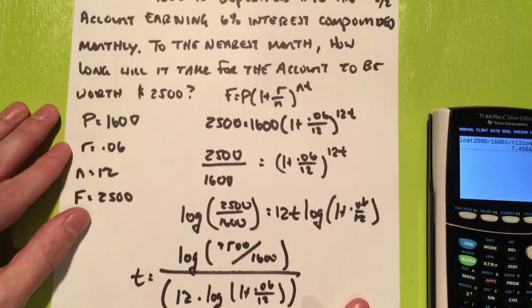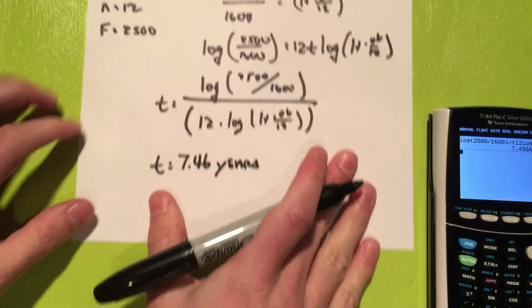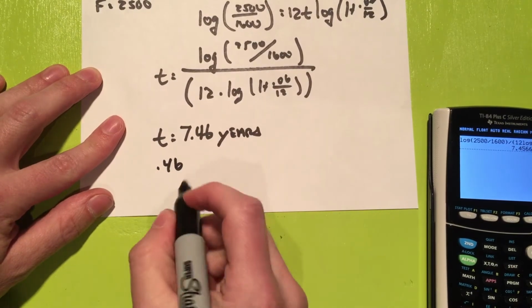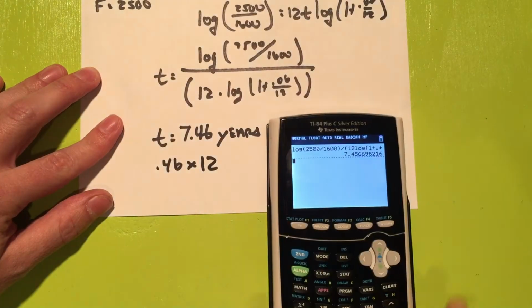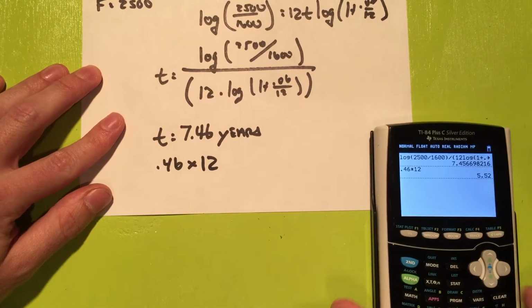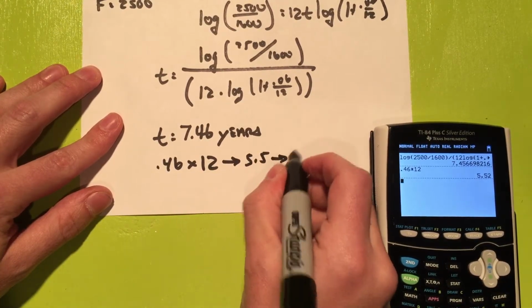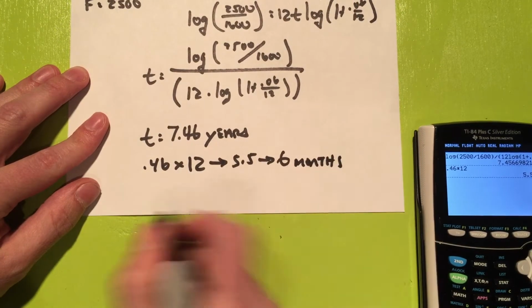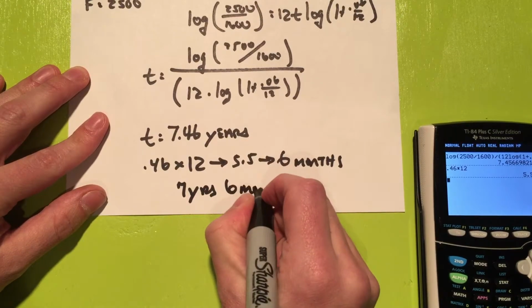I'm going to go back to the nearest month. How long will it take? Well, we've got 7.46 years. That's 0.46 of a year. Well, there are 12 months in a year. Multiplied by 12. Got 5.5 months. That would round up to 6 months. So 7 years, 6 months.